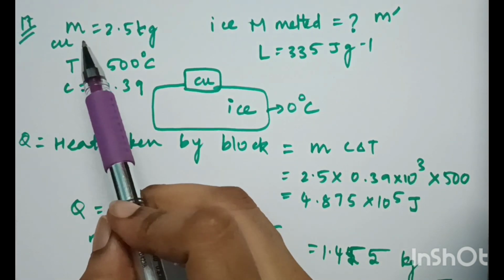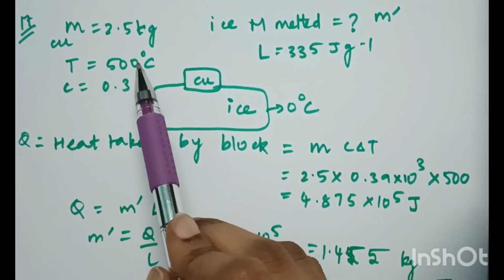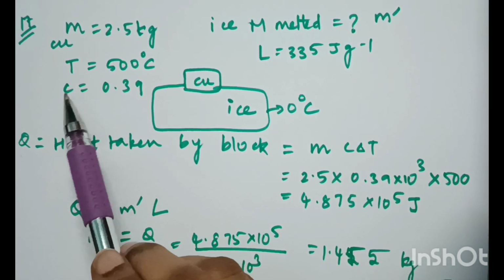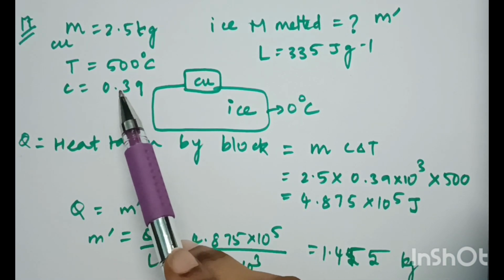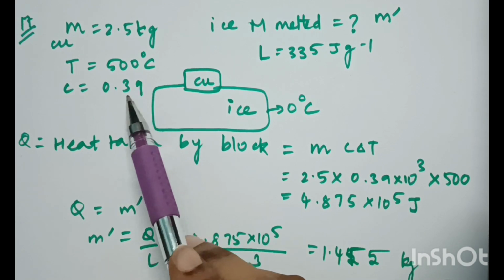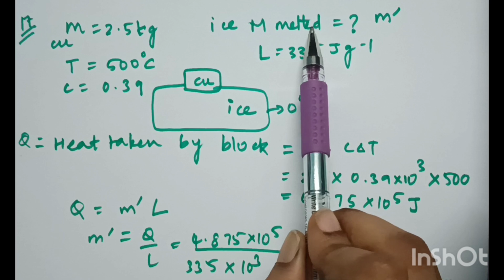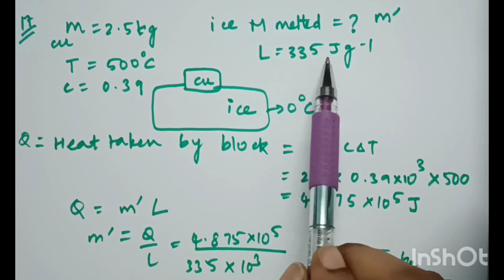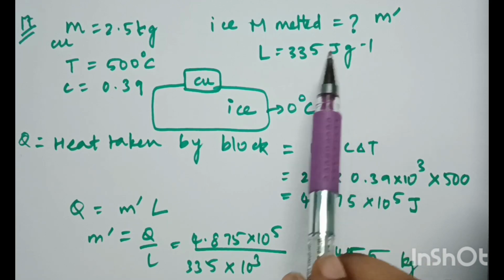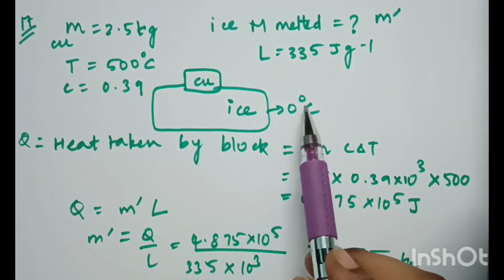So this is the mass of copper, that is 2.5 kilogram. Temperature is 500 degrees Celsius, that is of copper, and C, the specific heat of copper, is 0.39 joule per gram per degree centigrade. And for ice, we have to find the mass of the ice that is melted, that is m dash, and latent heat is given as 335 joule per gram. Now let us see the answer. And what will be the temperature of ice? That is 0 degrees Celsius.